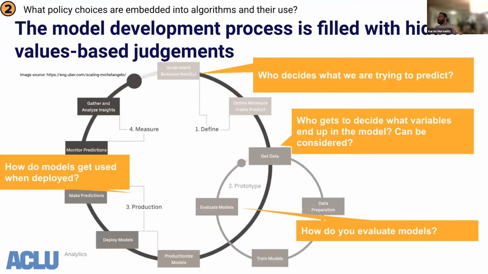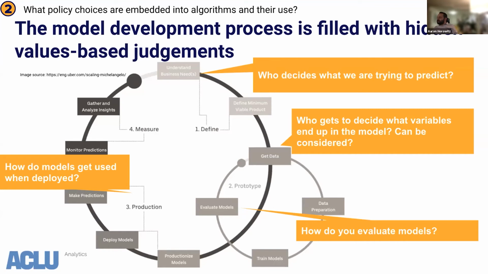I think it's important, as an algorithm developer myself, to try and lift the veil on these things. They're not as complicated as many think, and there are a lot of decisions made along the way of building an algorithm that are values choices, not just scientific or evidence-based choices. At the beginning of this cycle, when we're trying to define the problem, it's who decides what we are trying to predict.